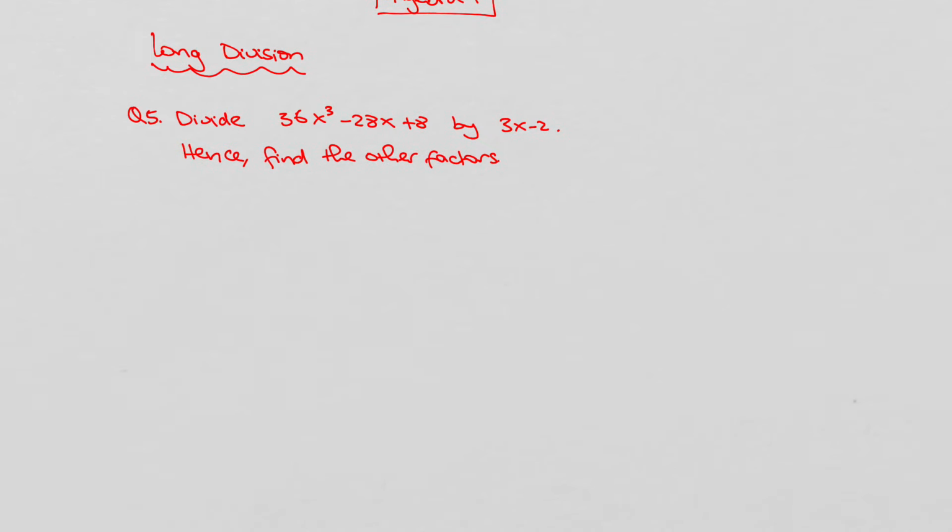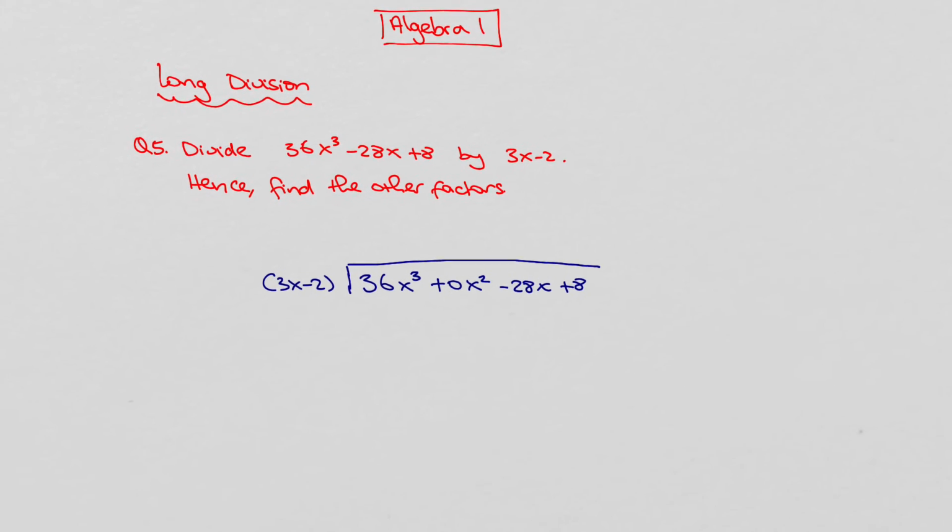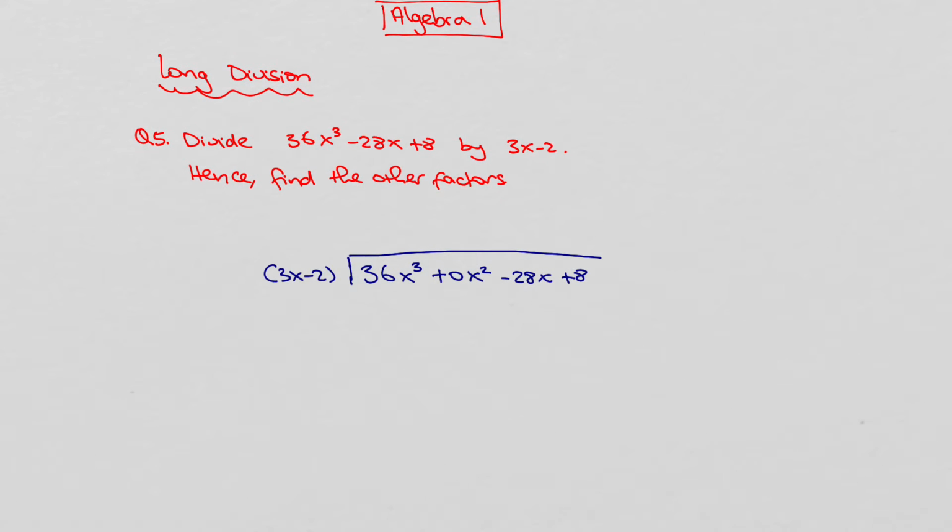To replace that missing x squared, we're going to write it as 0x squared, because obviously 0 times anything is 0. It makes it much easier for our long division, and it results in fewer mistakes to include this 0 term. We're going to divide 3x minus 2 into the cubic, and if it divides in evenly with no remainder, then that means it must be a factor.